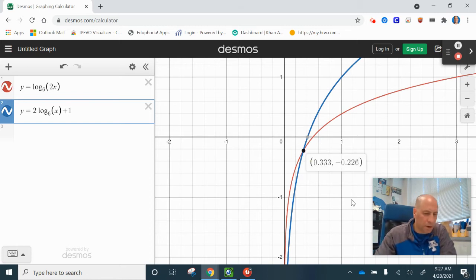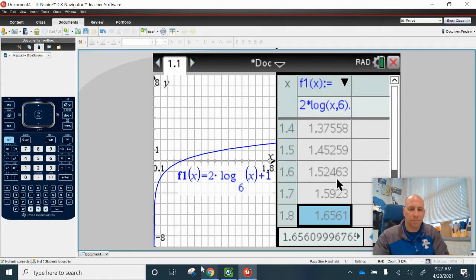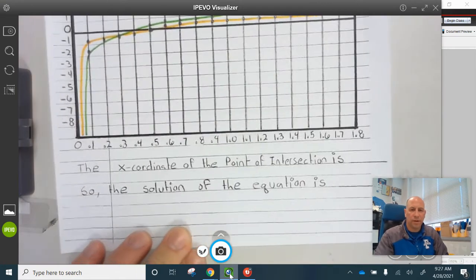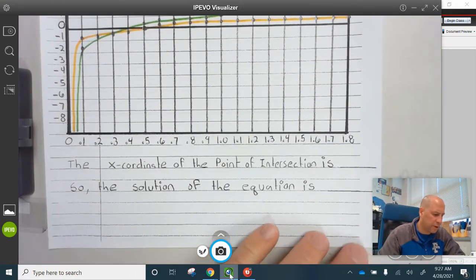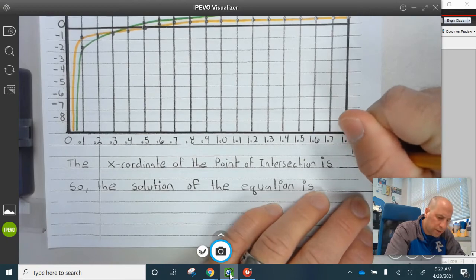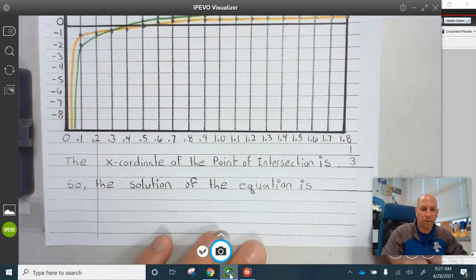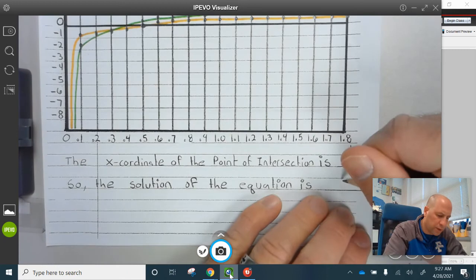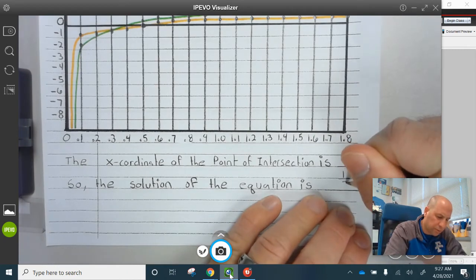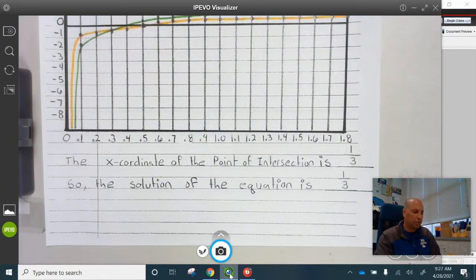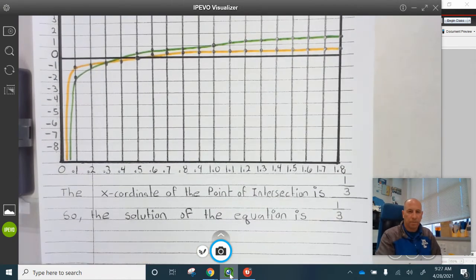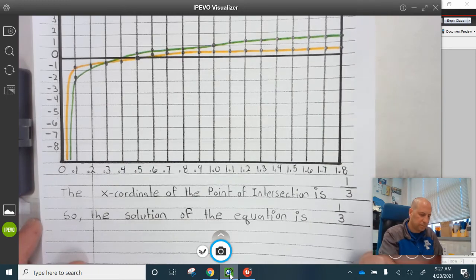Now, in this problem, when you do your assignment, it's going to want the exact answer. Well, we know that 0.333 is 1/3. So the x coordinate of the point of intersection is 1 divided by 3. So the solution of the equation is 1/3. All right, go ahead and finish up example 1.